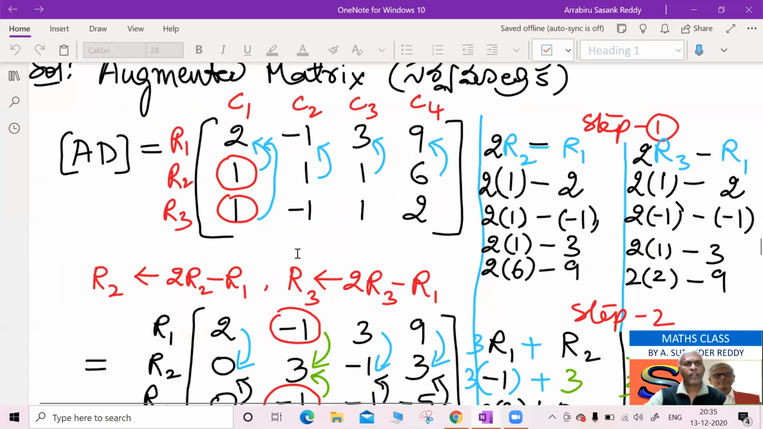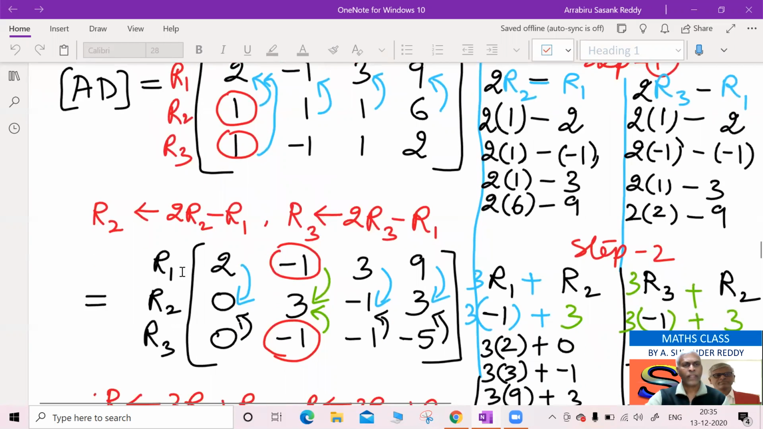We are changing the second row with this formula, 2R2 minus R1, and writing the R1 elements as they are. We are not changing the first row. So take down as it is: 2, minus 1, 3, 9. And R2 we are changing by using this formula 2R2 minus R1. So the first element becomes 0.